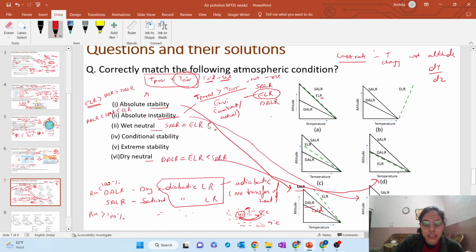And in this, DALR is more than this. So here is the answer for A: if the parcel is dry, there will be no movement because its lapse rate is equivalent to the surrounding air. But if the parcel is wet or saturated, in this direction it is hot, so it will rise.